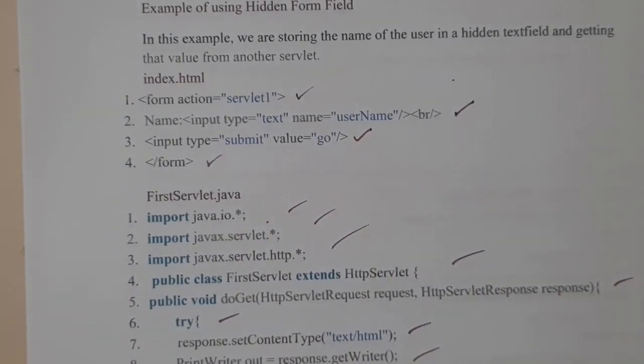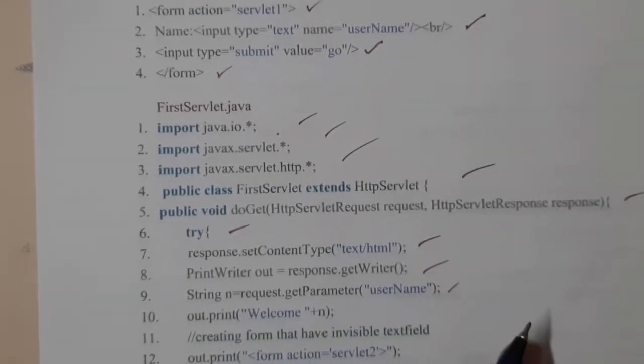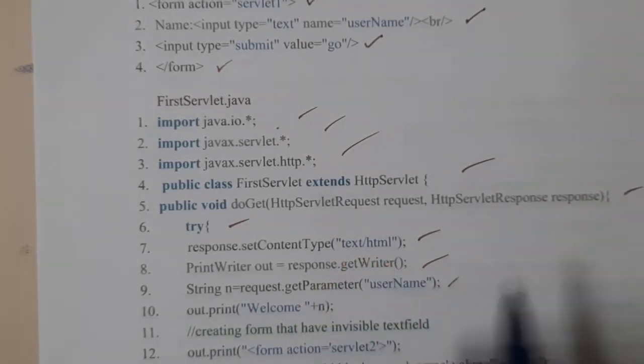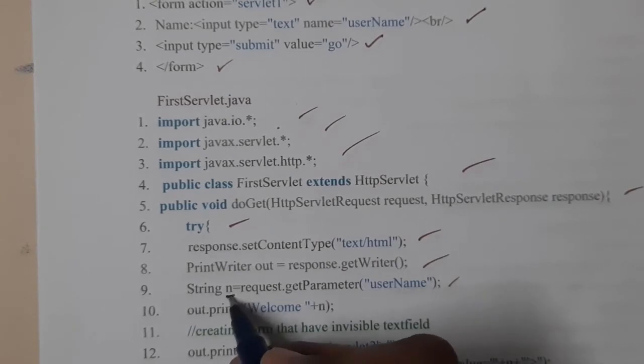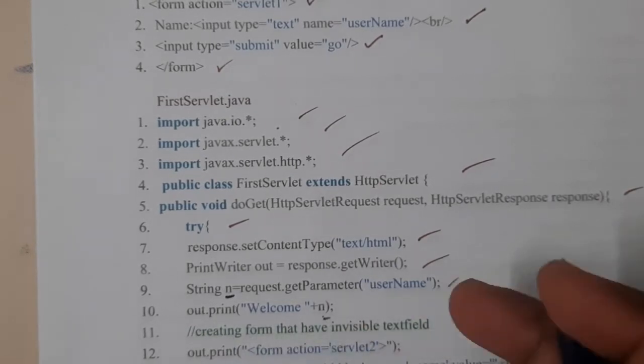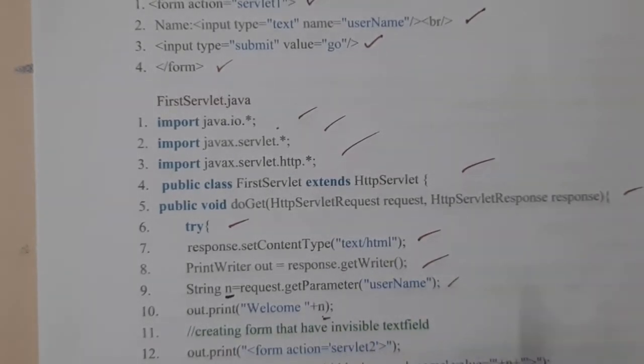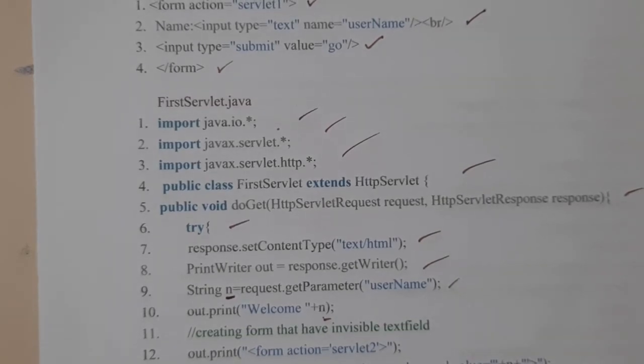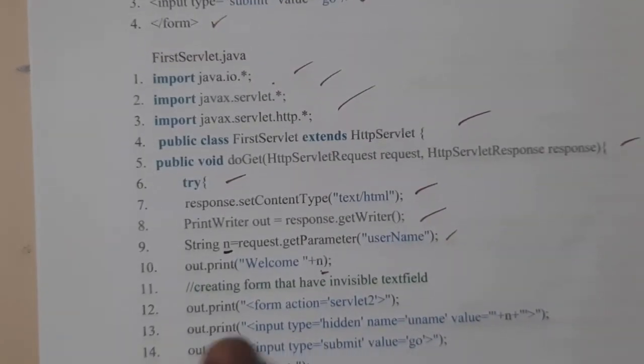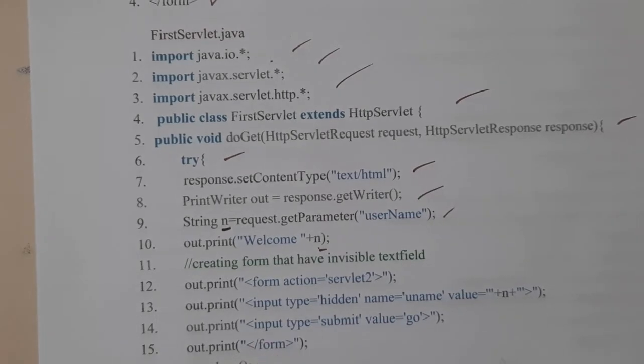Based on the username, that username is passed to the program now. That username you are storing in n. After that you are printing welcome to that particular name. So assume his name is Ravi, so you are writing welcome Ravi. After that you are printing the details, like you need to showcase them, right?